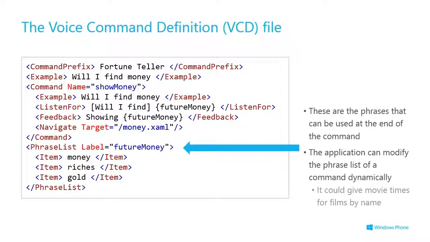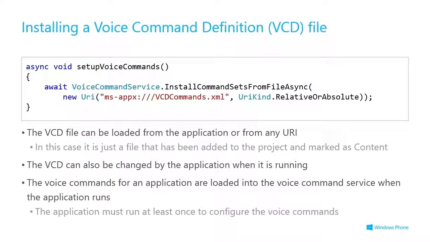And then we have this future money phrase list, and you can see the items in here: money, riches, and gold. This is the list that you have, and you can put whatever you want into those things, as part of the file. But it looks like we have to install that file from the app. So this differs from those protocol associations and file associations where you just needed to install the app because that was all in the manifest. This is actually some code you have to run. So the app has to be run at least once in order to get this voice command set installed. Excellent. So once you do that, then you're good to go.